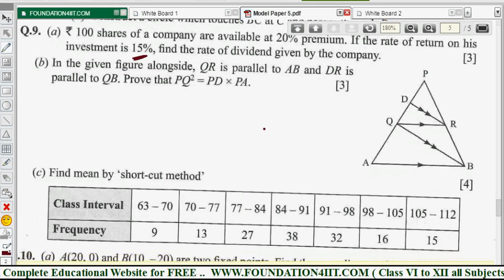Next one, this is geometry. In the given figure alongside, QR is parallel to AB. If you observe the diagram, you can understand. So this QR is parallel to this base AB, and DR is parallel to QB. Prove that PQ square is equal to PD into PA. So we'll use the similarity rules first. Whenever two triangles are similar, corresponding sides are in the same ratio, right? First of all, I am taking triangle PQR and PAB. I'll prove these both similar first.